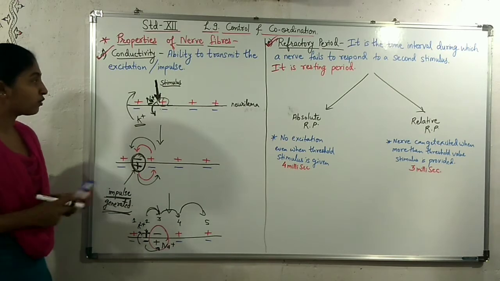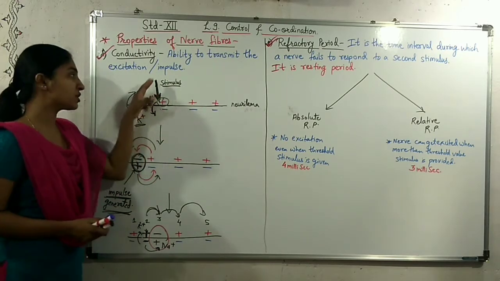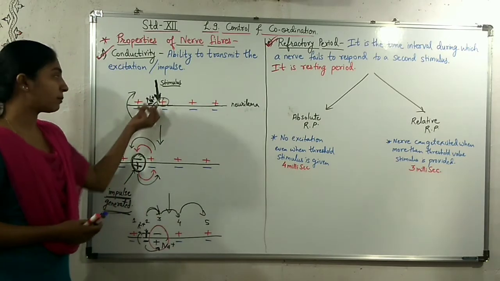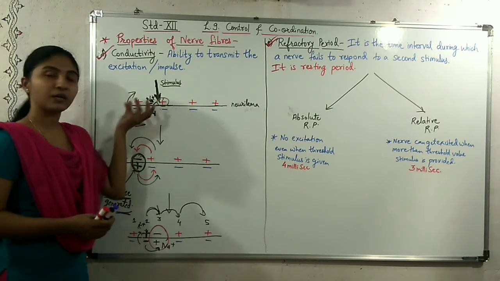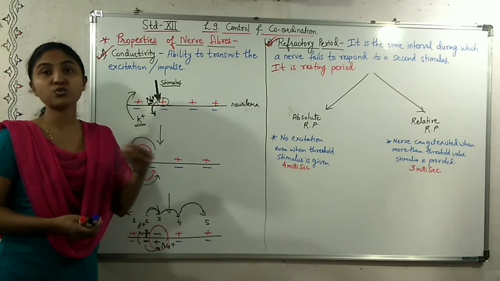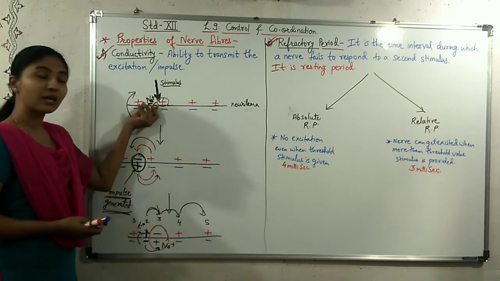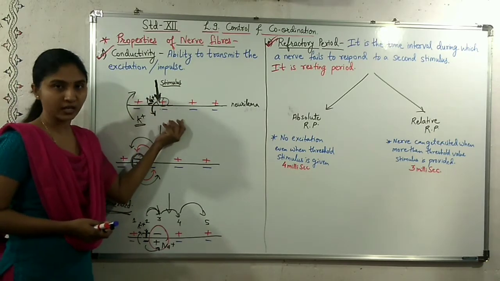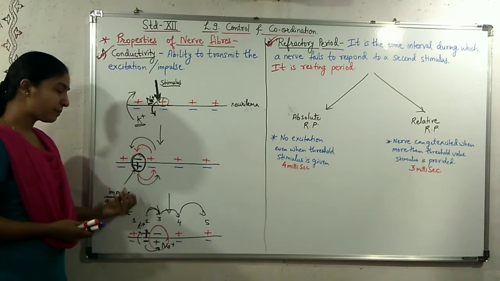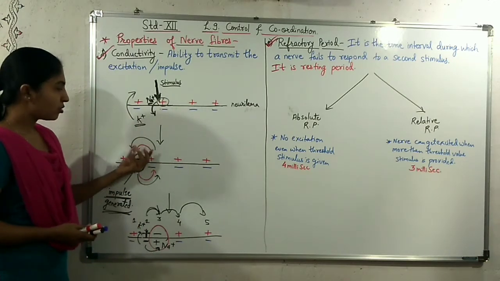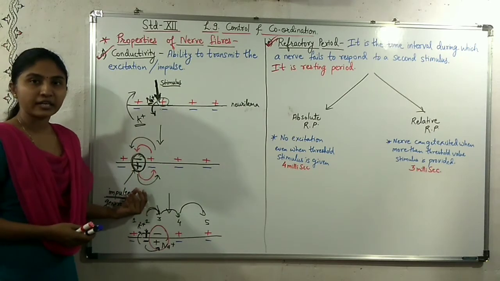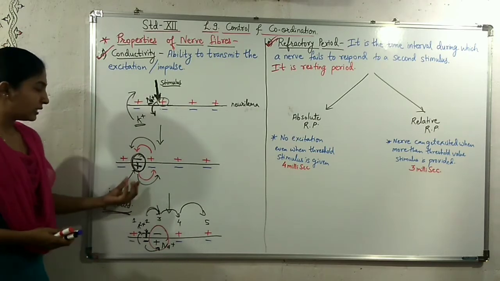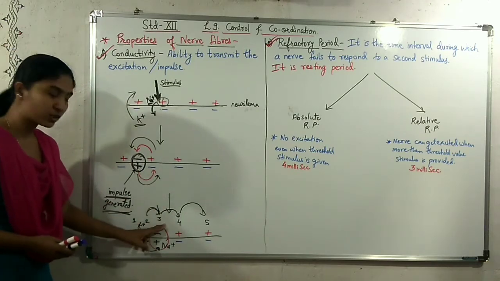So what has happened over here? In the normal case, when the stimulus was provided on a point of the membrane, the membrane's permeability for the sodium ion changed. The sodium ion moved in, and the potassium ion moved out. As the sodium ion moved in, the impulse was generated. This impulse traveled from one point to another point.